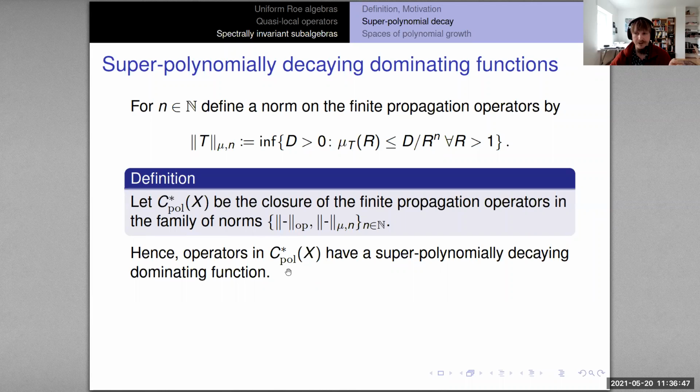Therefore, being in this algebra, C star polynomial of x, in this Fréchet algebra, means that you have a super polynomially decaying dominating function. Because for every n, your norm must be bounded. So for every n, your dominating function decays like a polynomial of this degree.